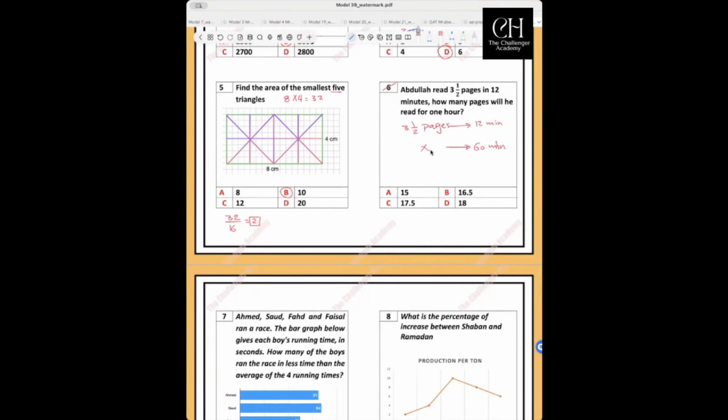Instead of using cross multiplication, you know that 12 times what equals 60? 12 times 5. So we'll just multiply this number times 5 to find the number of pages. So 3.5 times 5. This is the answer. You can multiply 3 times 2, it will be 6, plus 1, it will be 7. So this is 7 over 2 times 5. So it's 35 over 2, which is 17.5. The answer is C.